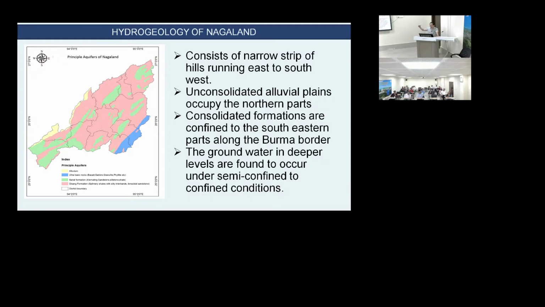Coming to the next, the hydrogeology of Nagaland. Nagaland, we all know, is mainly comprised of sedimentary rock, except in the southeastern part, where you can find some ultrabasic rock. Most of it is of Barail formation or Disang formation, comprising sandstone and shale. Mostly the groundwater in this area is under semi-confined to confined condition, and in the Dimapur Valley area, it is unconsolidated alluvial plains.